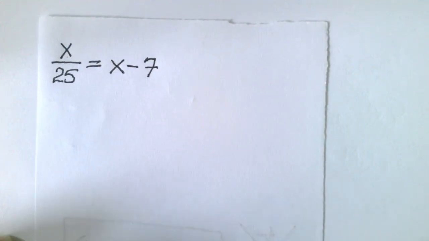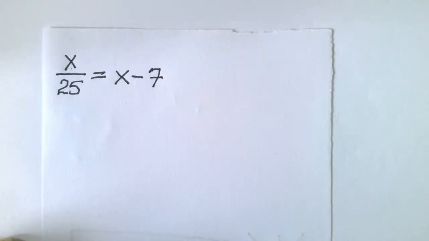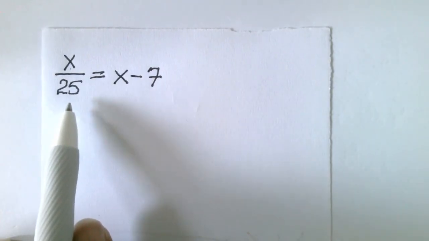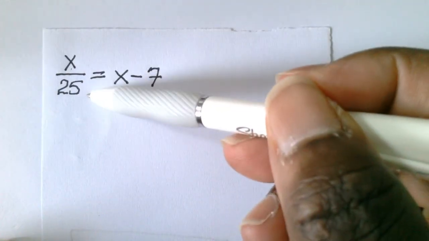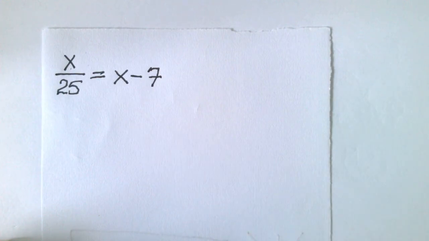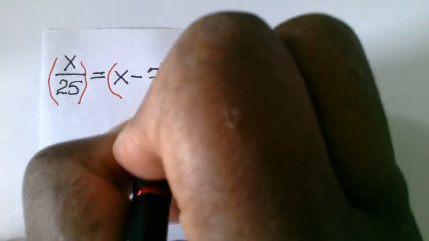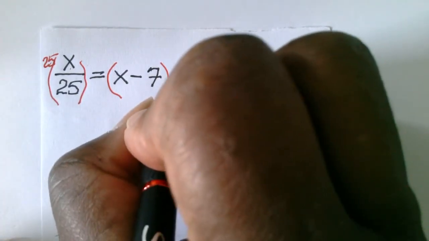First off, let's get rid of the fraction, because you know how much you guys love fractions, right? How would I get rid of this fraction? Fractions means division, and the inverse or opposite of division is multiplication. So we're going to multiply both sides. Whatever you do to one side of the equal sign, you have to do to the other. We're going to multiply both sides by our denominator, which is the 25.